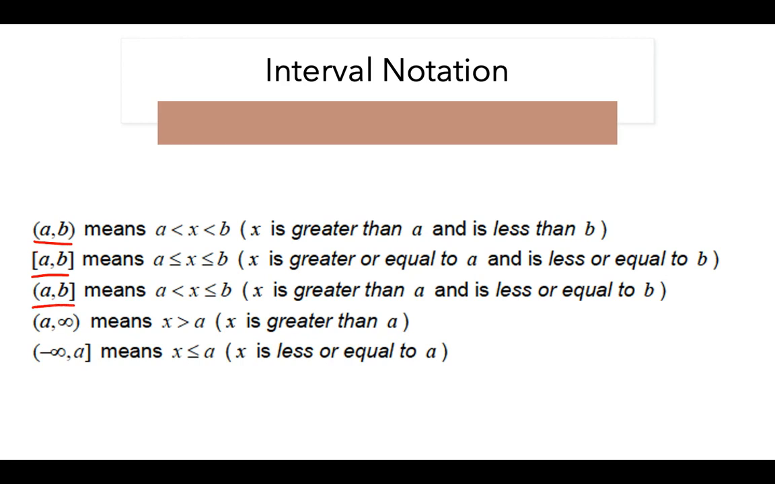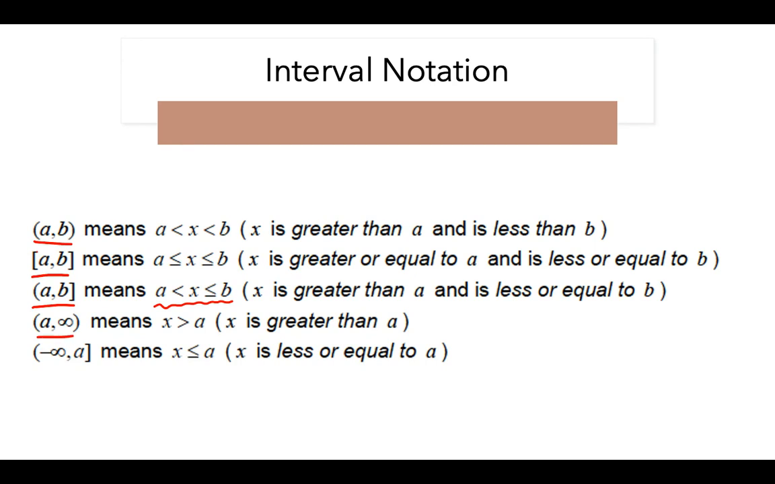So in this case, you can write it in set notation like this. What that means is that x is greater than a and is less than or equal to b. So just be mindful that if you have a square bracket, it's including that number.